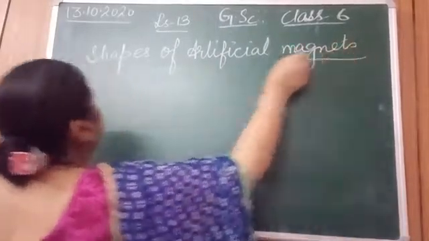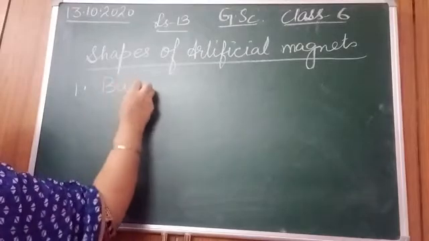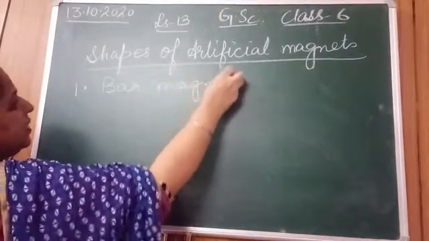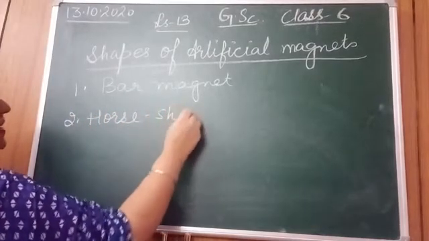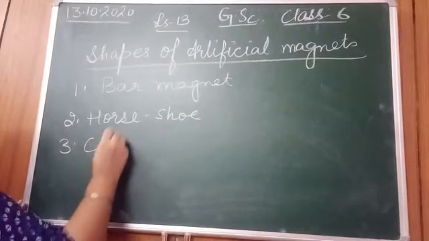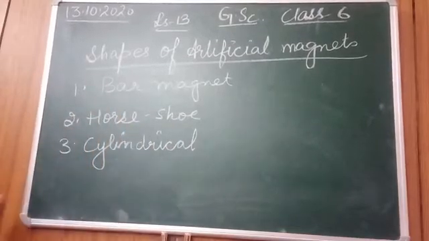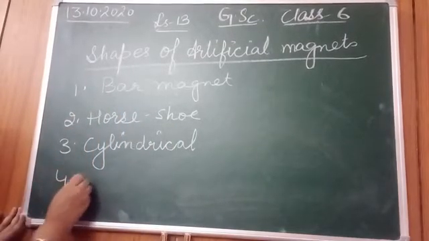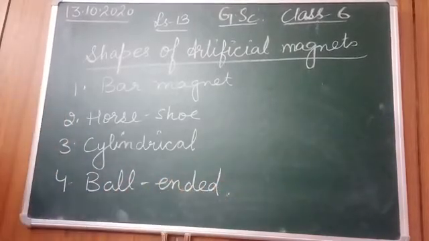The first shape that is available is the bar magnet. Then the horseshoe magnet. Then the cylindrical magnet. These are the different shapes, cylindrical magnet, and one more is there, that is the ball-ended magnet. Nowadays, magnet is available in these four shapes, right? Let me show you the shapes.